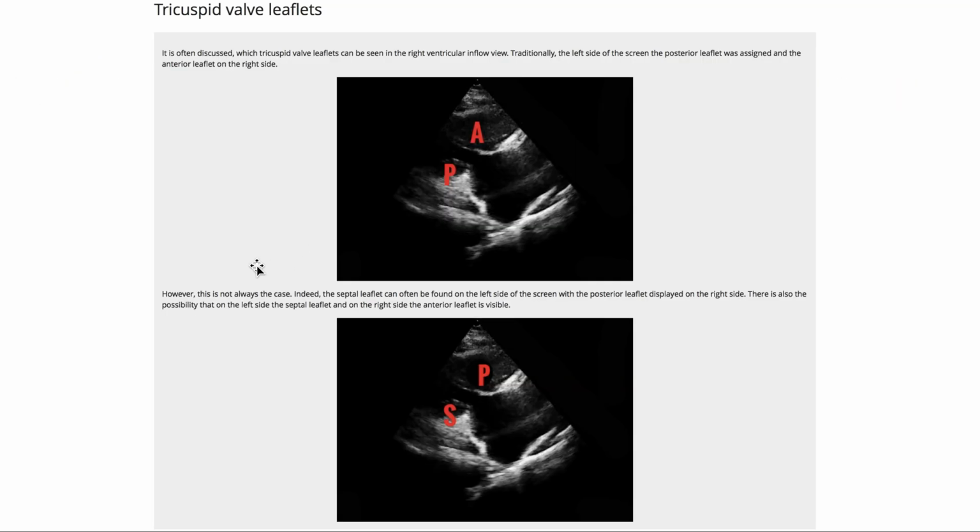It's often discussed which tricuspid valve leaflets can be seen in the right ventricular inflow views. Traditionally, the left side of the screen, the posterior leaflet was assigned, and the anterior leaflet on the right side. However, this is not always the case. The septal leaflet can also be found on the left side of the screen, with the posterior leaflet displayed on the right side. There's also a possibility that on the left side the septal leaflet is placed and the right side the anterior leaflet is visible.